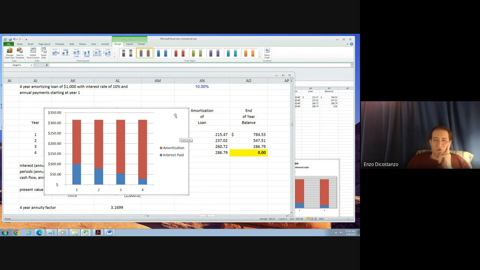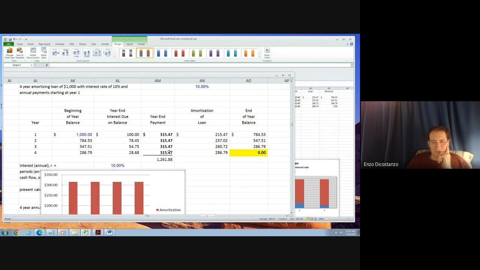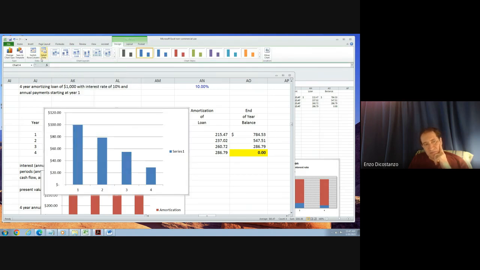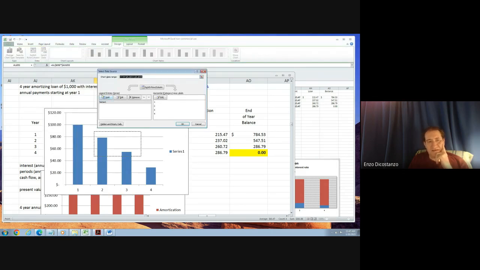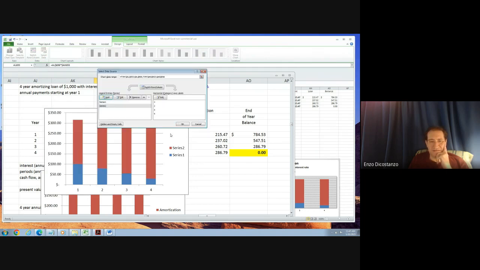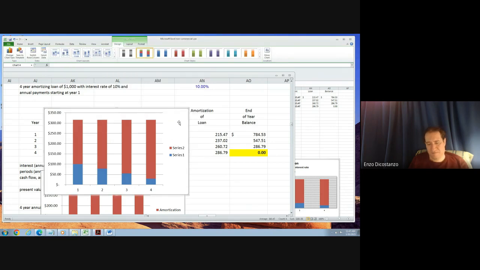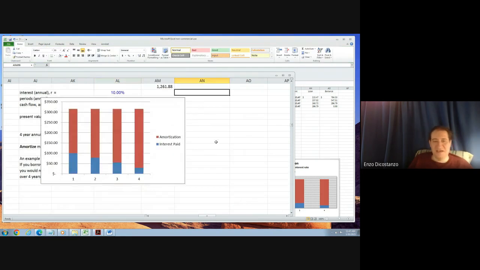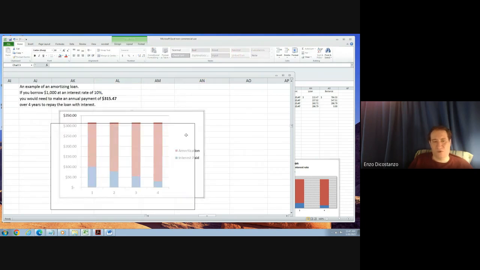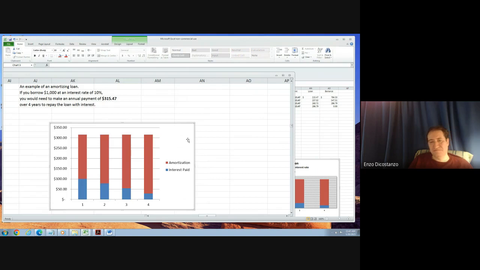You start with one in the next is what you do. So you start with interest paid. You go to insert column, stack column. Select data, add, highlight the amortization. See how it does it? And there you go. That's how you do it. Folks, I have to remind myself too, because I don't make these graphs all the time. So, okay. And now we'll work out the details of all of this.